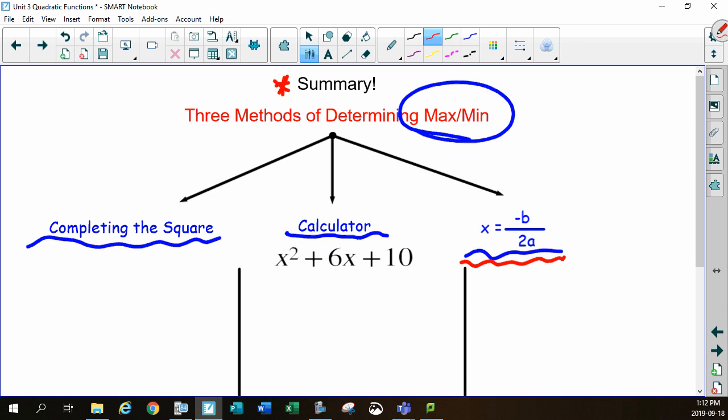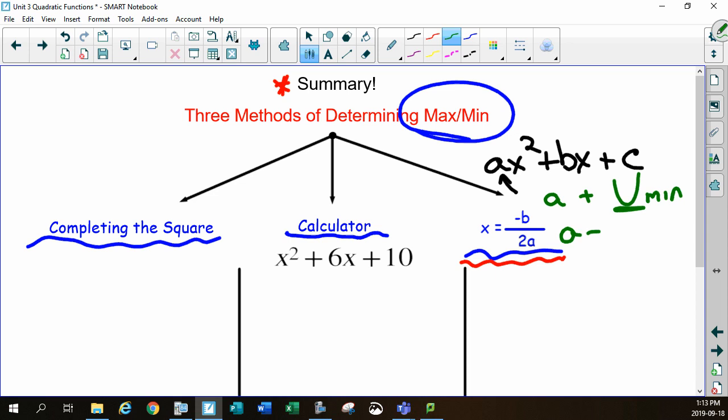So I'm going to show you all three in this wonderful little summary here, and let's see what we can do. Now, the most important thing first is to make sure you understand: are you finding a max or a min? And again, that's based on the A value from your quadratic equation. You remember that if your A is positive, it's opening up, so you're finding a min. If that A is negative, it's opening down, so you're finding a max. Beautiful.